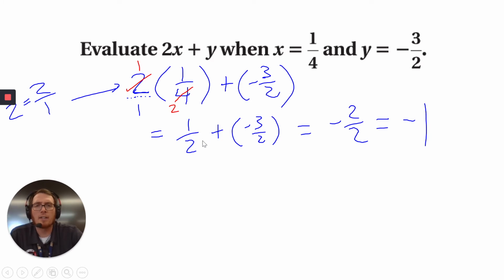You'll notice that these have a nice common denominator, and you simplify. Always simplify your answer. You don't want 2 over 2, you want just 1. And it's negative because the bigger number, 3 over 2, is bigger than 1 over 2. So a few things to keep in mind for that situation.